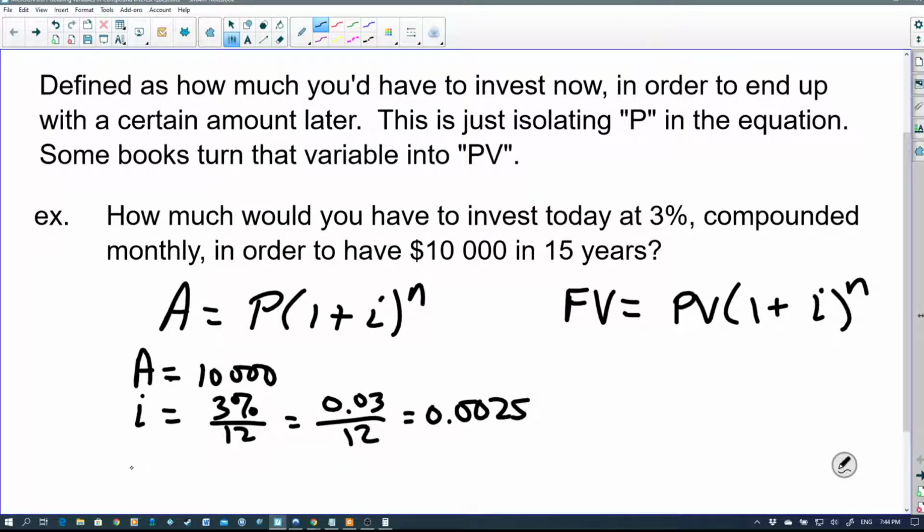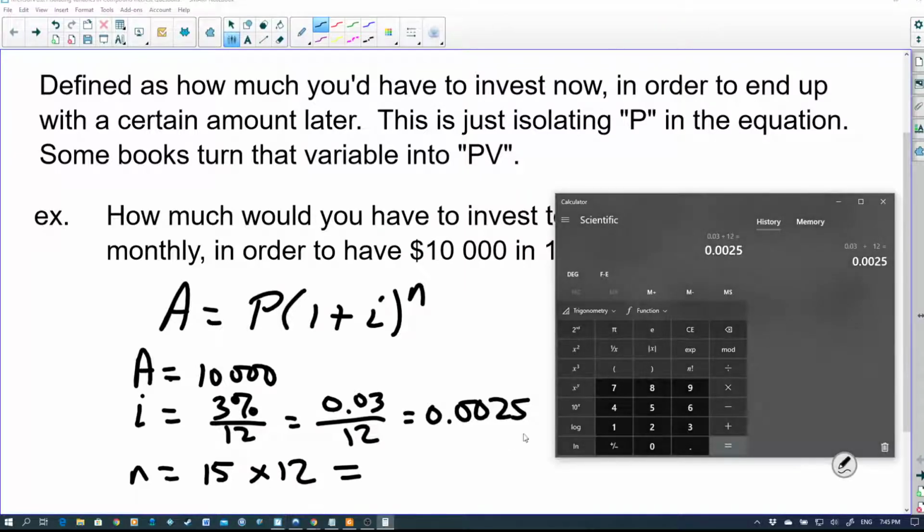My n value is how many interest payments am I going to have over the life of the loan? Well, in 1 year, if it's compounded monthly, I'm going to have 12 of them, but I'm going for 15 years. So I'm going to multiply 15 by 12 to find out how many payments of interest I'm going to have overall. 15 times 12 is 180.